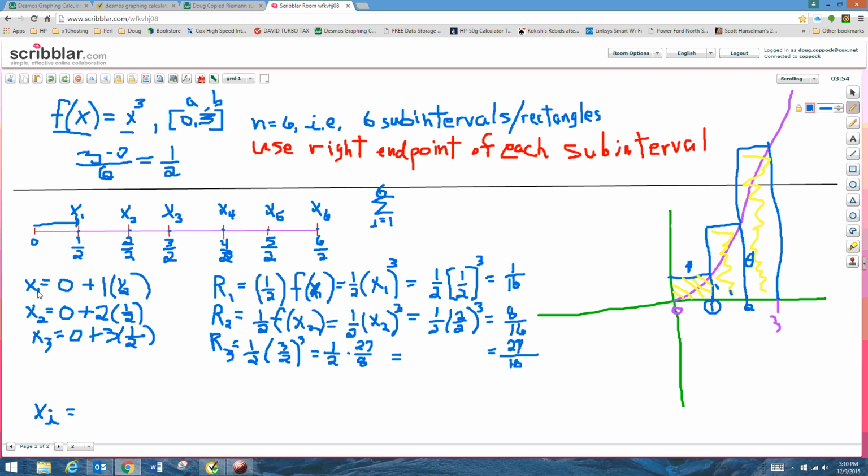Well, you can see x sub 1 is 1 times 1/2, x sub 2 is 2 times 1/2, x sub 3 is 3 times 1/2. Guess what x sub I is? I times 1/2. Of course, we would normally just write that as I over 2.